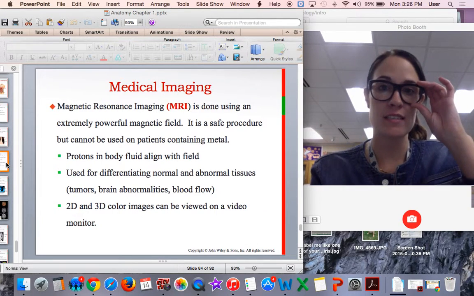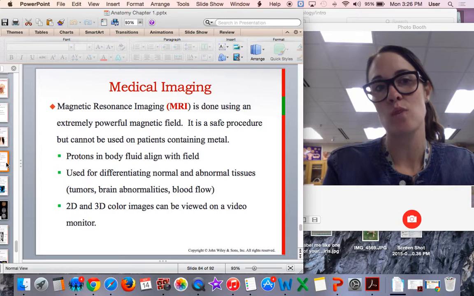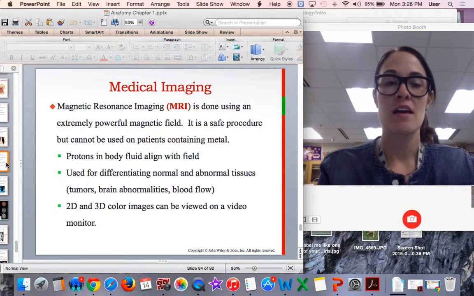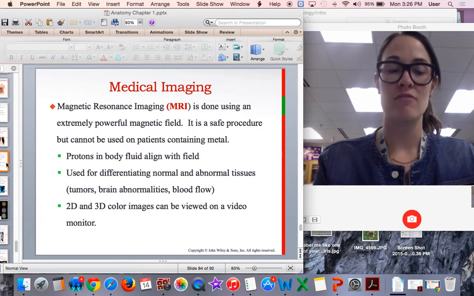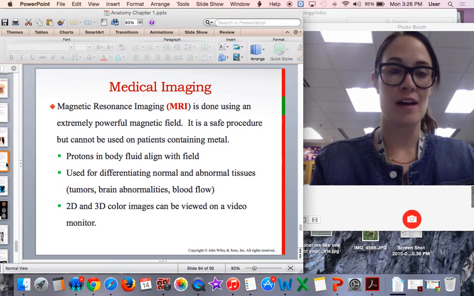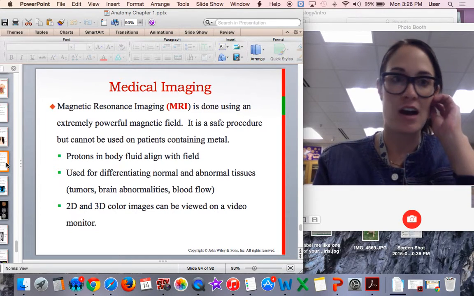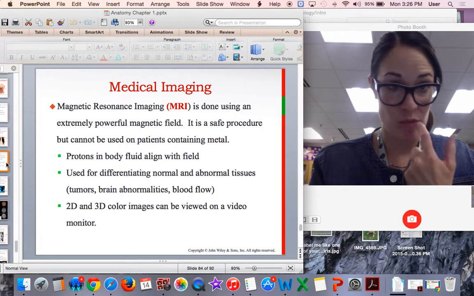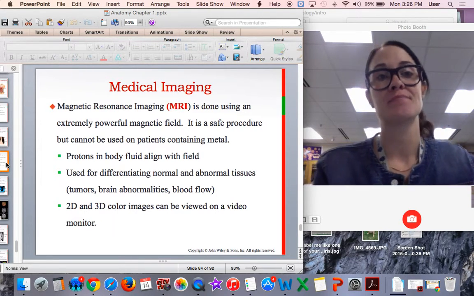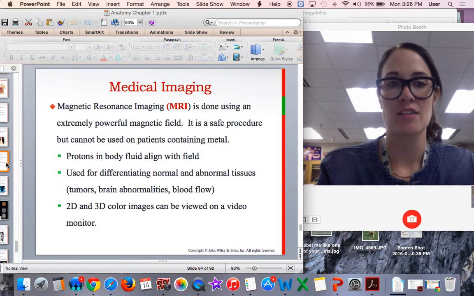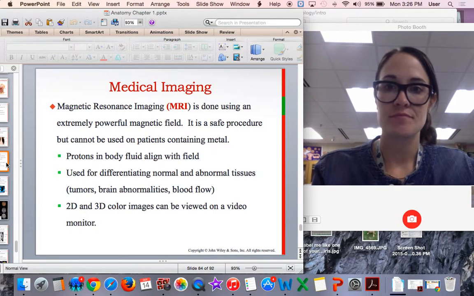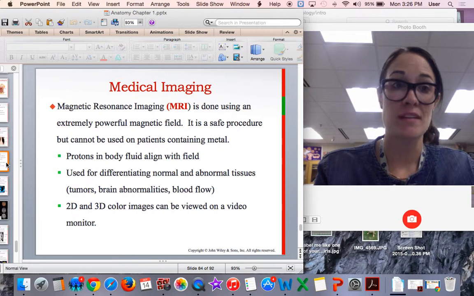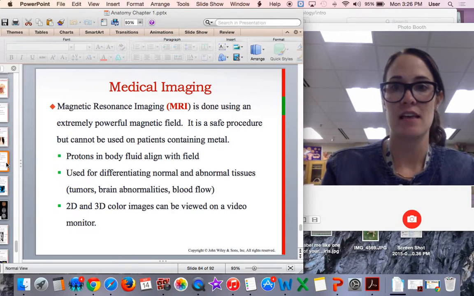MRI, magnetic resonance imaging, so that kind of tells you what's used to get that picture. It's an extremely powerful magnetic field. So if you have any metal on you, they ask you to take it off before an MRI. I've had an MRI of my head done, and I did have a little metal thing from braces in there, so they had to know that. It can mess up the image, so you have to take that into account.